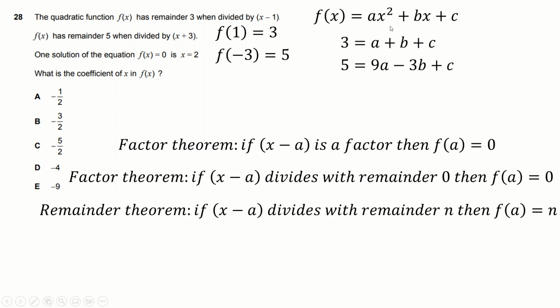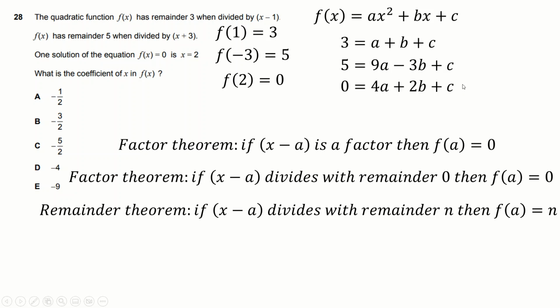So of course I can substitute both those things into here and say, well, f of 1 is 3, so I'll replace that with a 3 and put 1 in as the x's, which of course just gives me that, and then replace the f of x with a 5 and put minus 3's in here, which gives me that. And now lastly, one solution to this is x equals 2. So that of course means that f of 2 equals 0. And then of course I can just put 2 into here and say that equals 0.